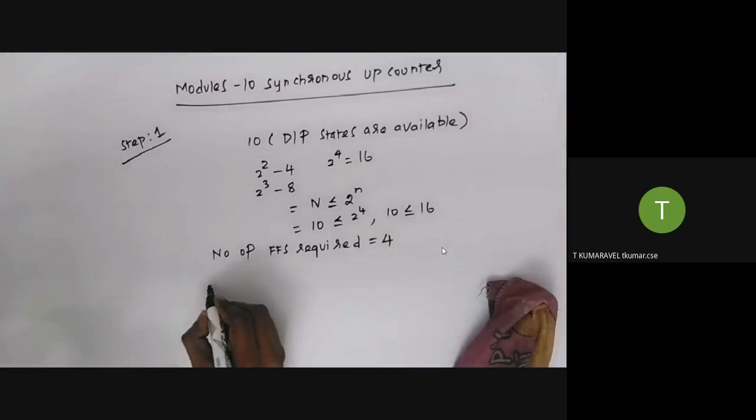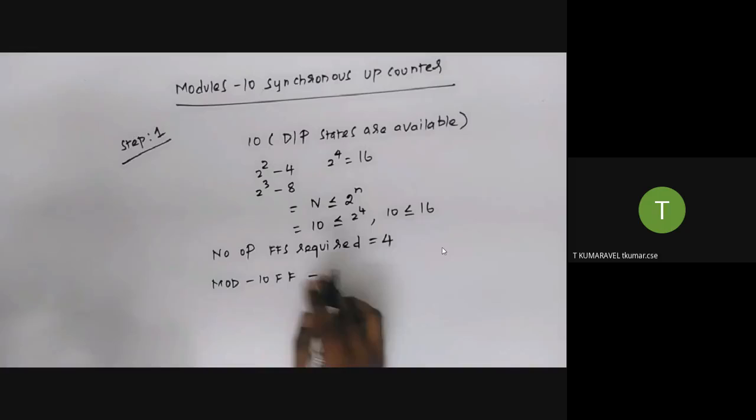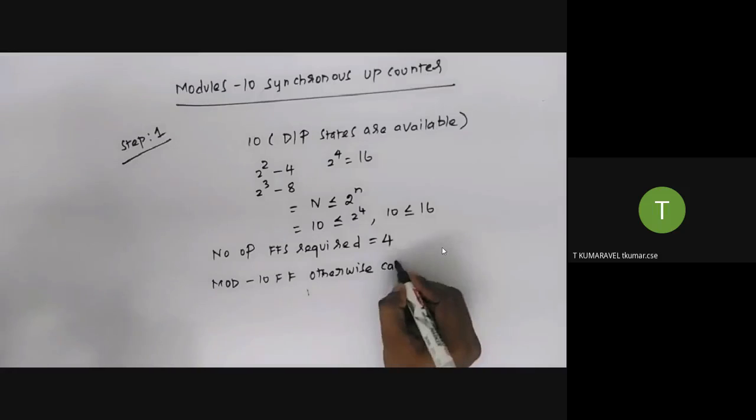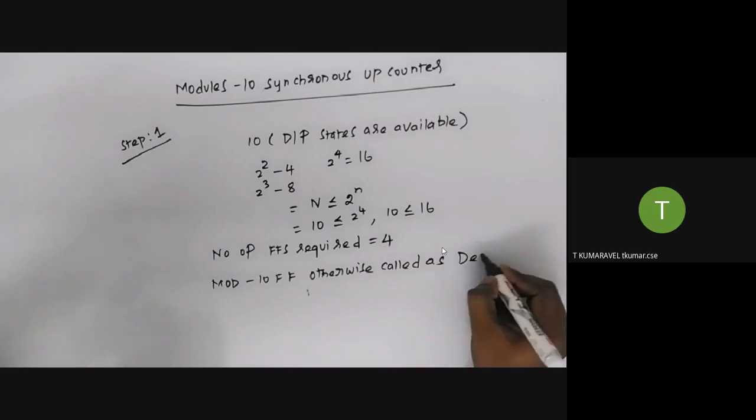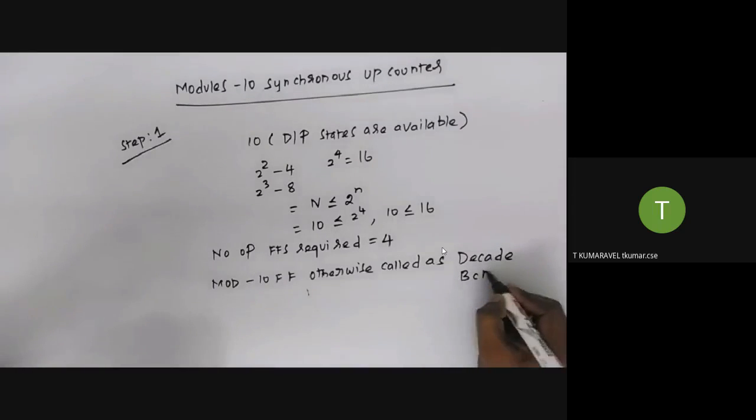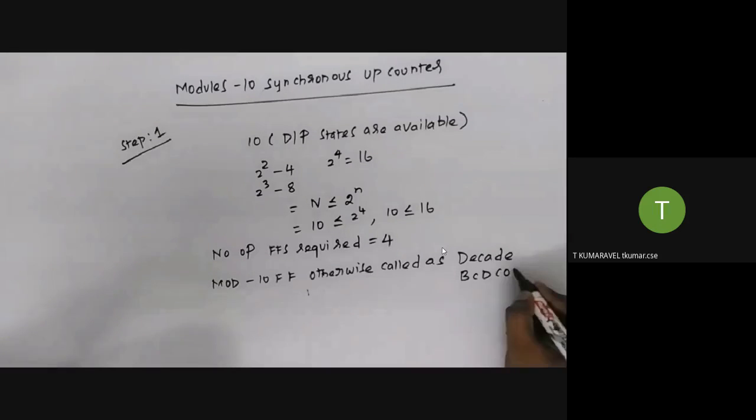Okay, that modulo 10 counter is otherwise called a decade counter or otherwise called a BCD counter. Okay, so what is the next step?